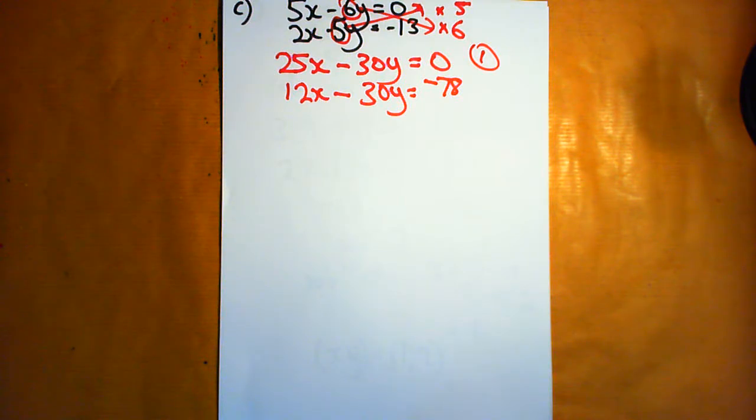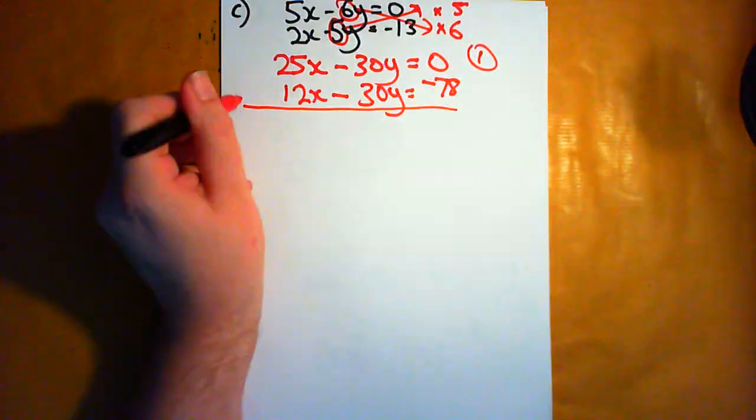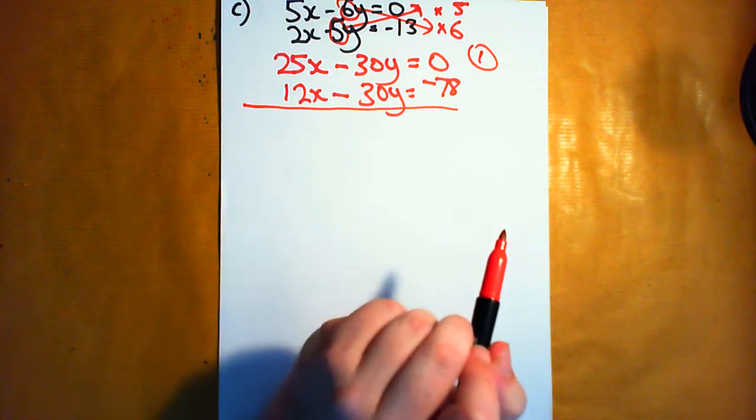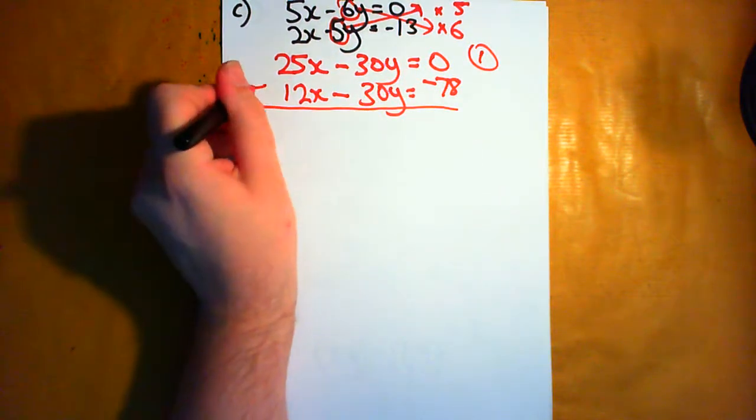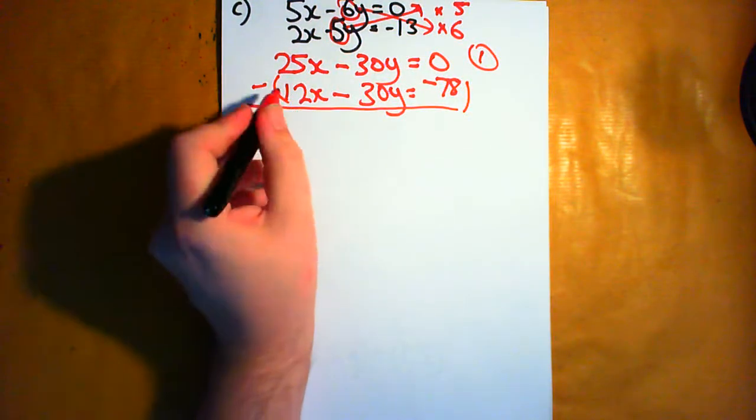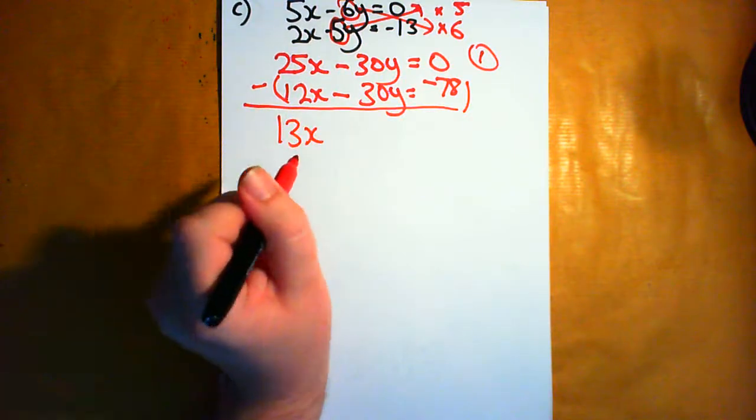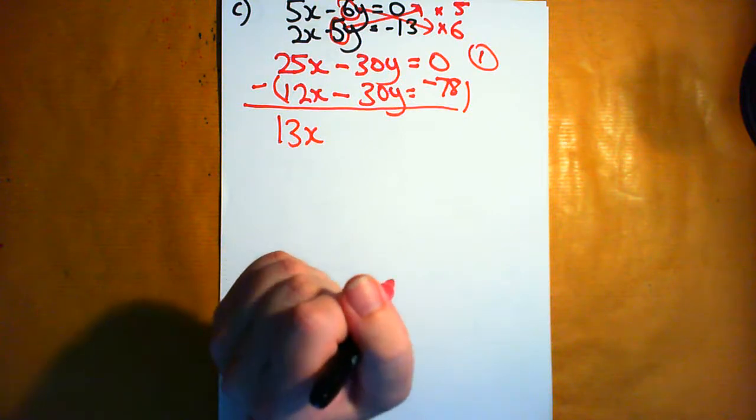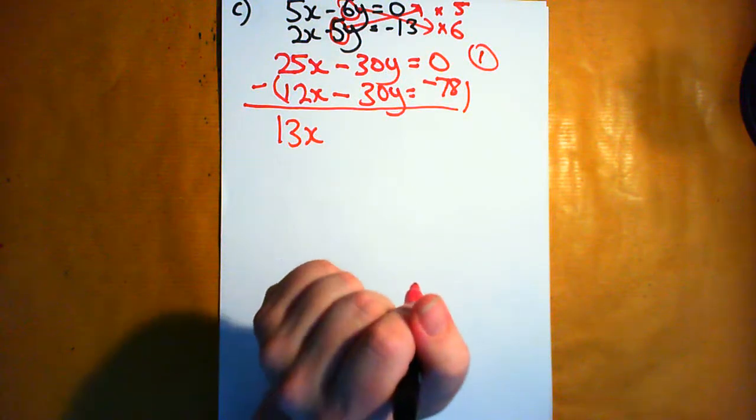Well, negative 30y minus negative 30y gives us 0, and 0 is what we're looking for because that means our y will be cancelled out. So we said minus there, which means we're subtracting the two equations. If the two y terms, which is what we're trying to eliminate, have the same sign, then we will minus the two equations from each other. So 25x minus 12x gives you 13x, minus 30y minus negative 30y is 0, which is good because we don't want any y's appearing in the equation.